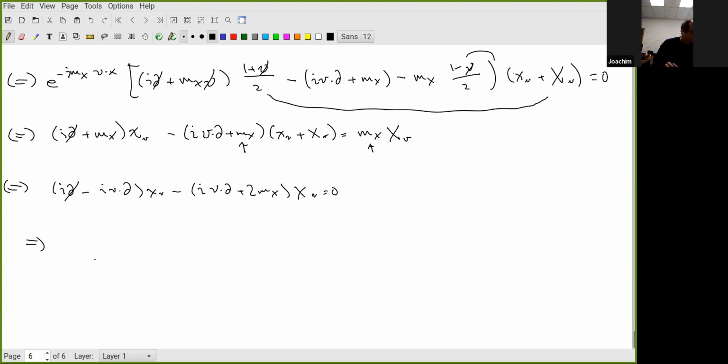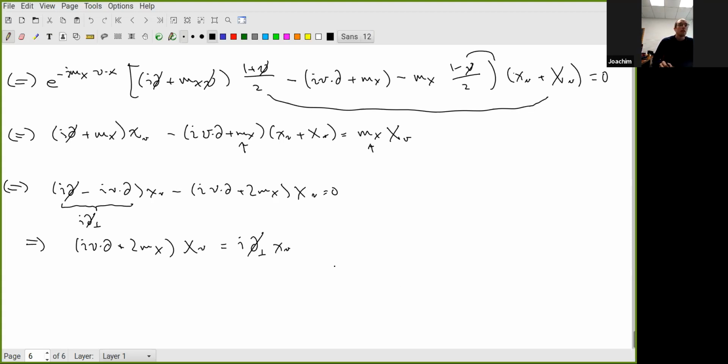And finally, (i v dot d plus 2 m_chi) capital Chi_v equals i d-slash-perp chi_v. And this d-slash-perp is just this thing, i d-slash perpendicular. It's the d-slash minus the component in the direction of v. It's called the perpendicular derivative. It's just a name.